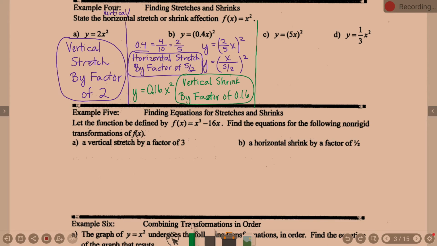So thoughts on y equals 5x quantity squared. You basically just do what you did in the last one.